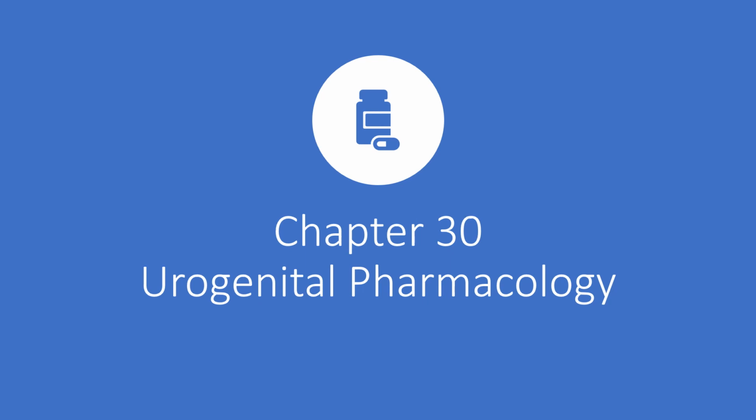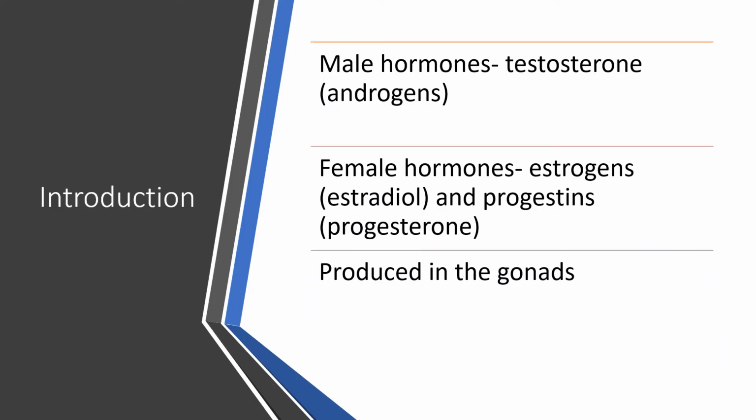Today we are going to cover Chapter 30 on urogenital pharmacology. The principal functions of both the male and female hormones are to control the reproductive function and secondary sexual characteristics in their respective gender groups. So for the males, we're going to be talking about the androgens in the form of testosterone, and for the females, we're going to talk about the estrogens and the progestins.